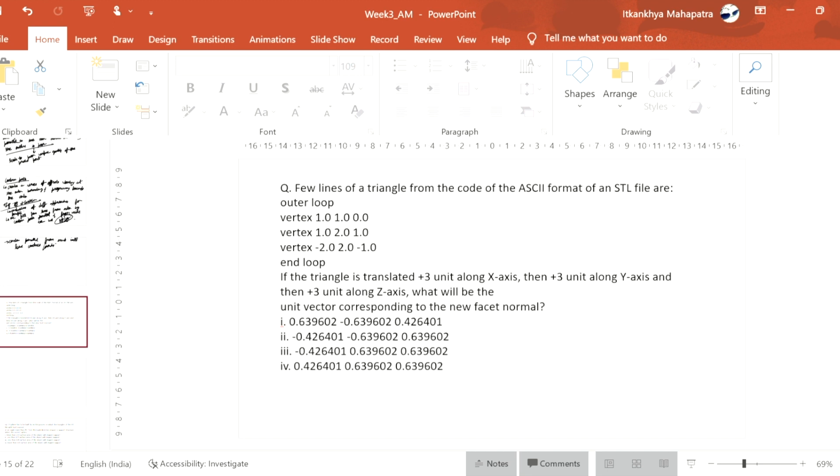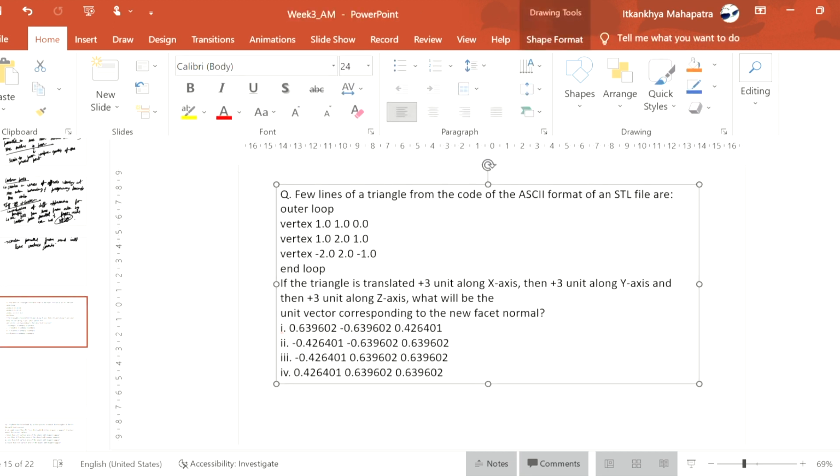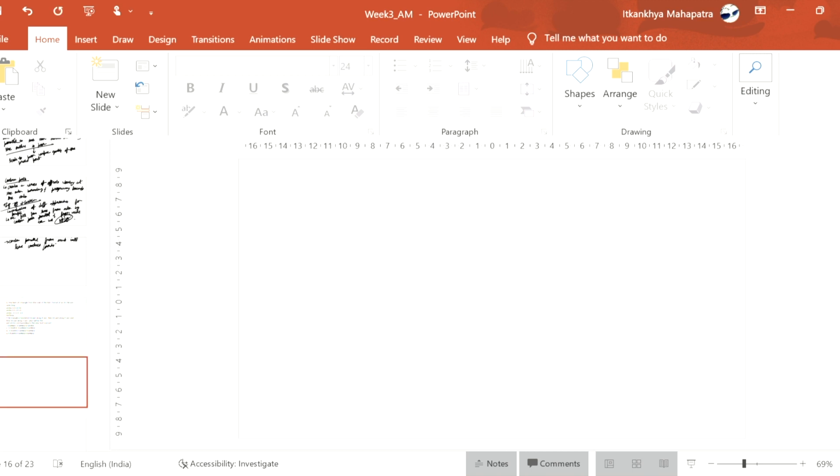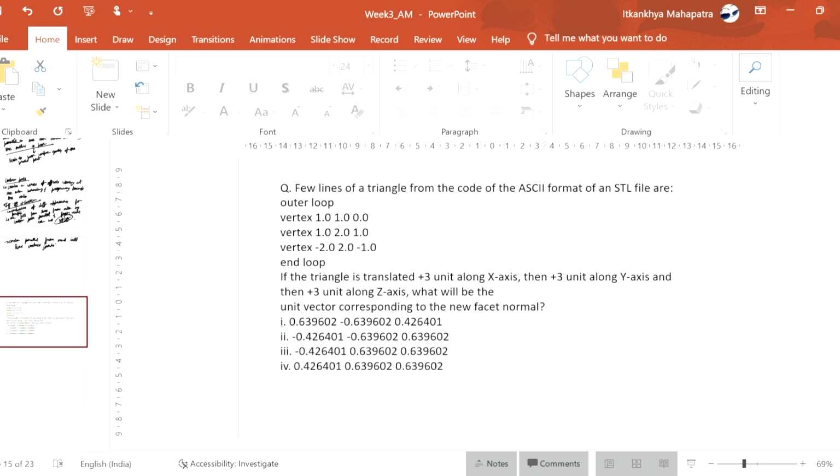Okay, next we'll solve a numerical. Here in this question we have been given the ASCII format of an STL file, which gives the vertices of the triangle. It is written that if a triangle is translated plus 3 units along the x-axis, then plus 3 units along the y-axis, and then plus 3 units along the z-axis, what will be the unit vector corresponding to the new facet normal? Many people had doubts regarding this question last class, so that is why I have taken this question again and we'll solve it.